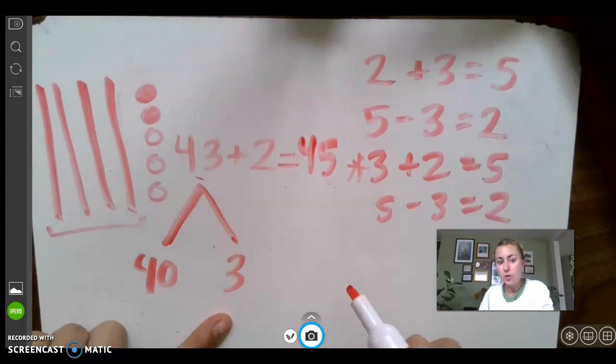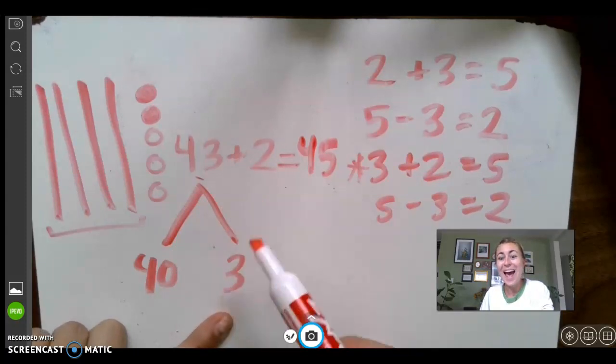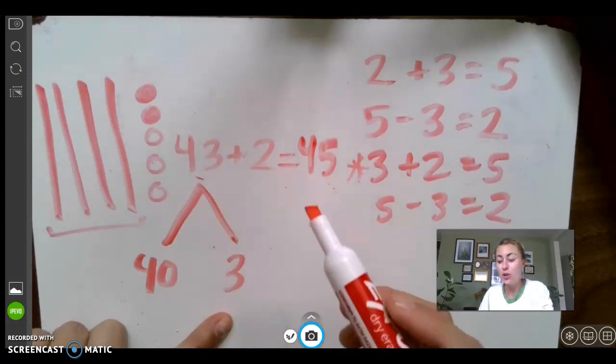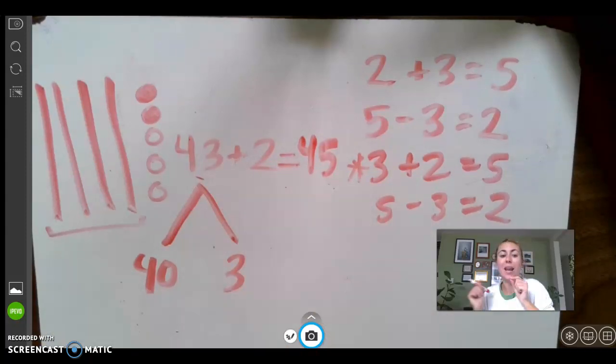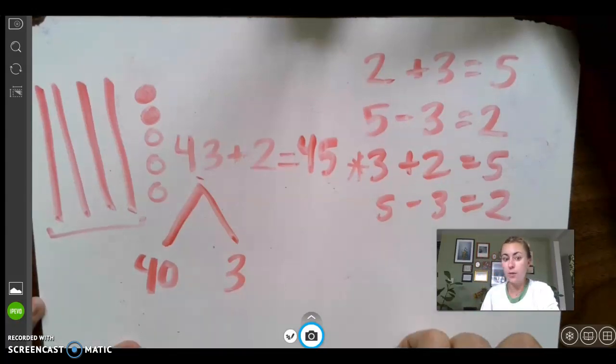All I had to do was decompose my groups of 10 and my ones, and then I added 3 and 2. So I added my like unit. So if I'm adding 3 and 2, am I adding tens or ones? That's right, I'm only adding ones, and that's going to make it really easy for me to do problems like this in the future. So let's do another one here.